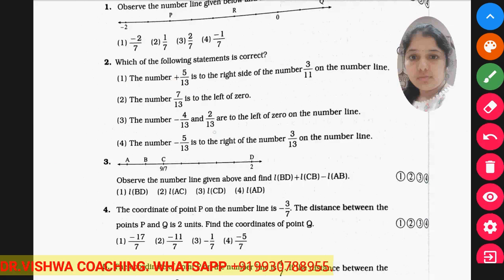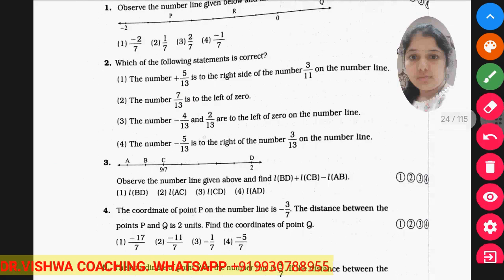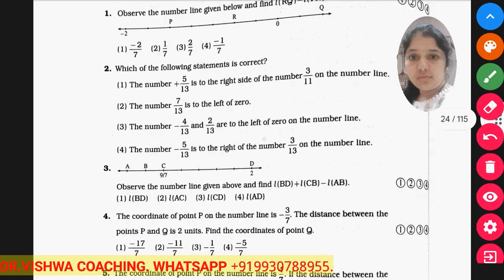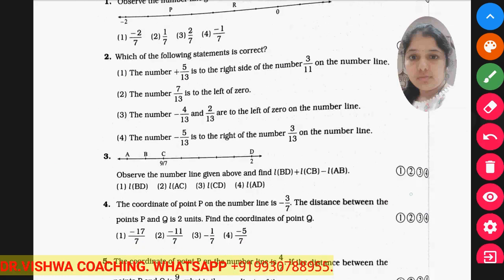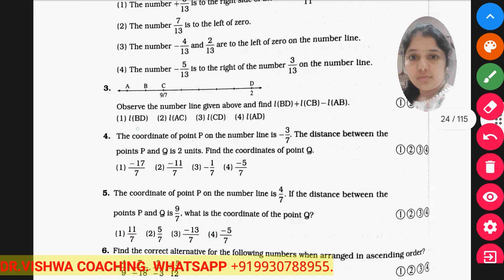Now minus 4 by 13 and 2 by 13 are to the left of the 0 on the number line. Again 2 by 13 is at the right side of the number line, so this is also false, and like this one is also false. Okay, now move to next sentence.